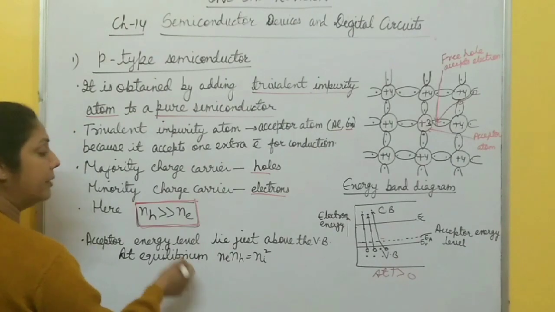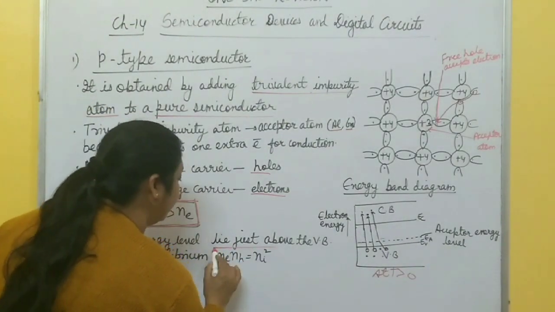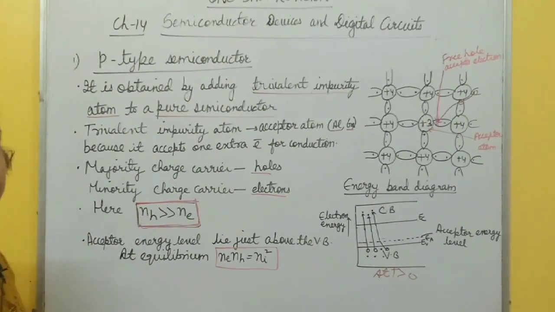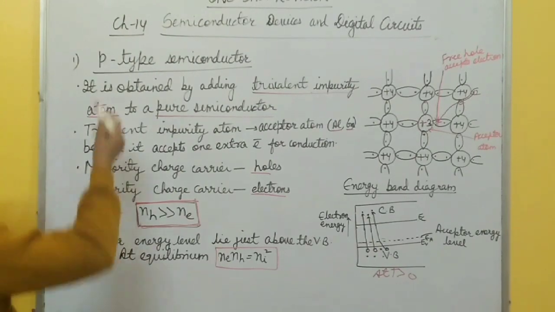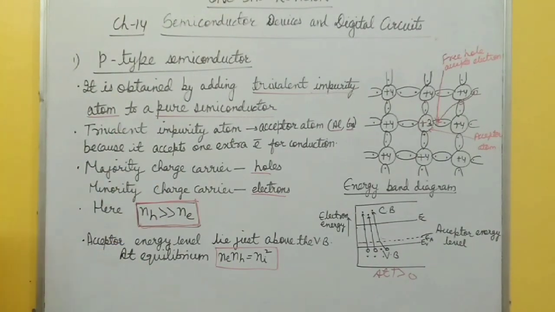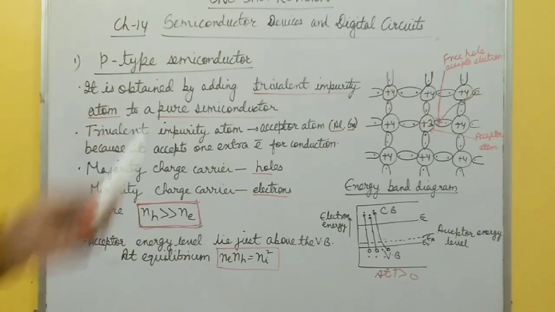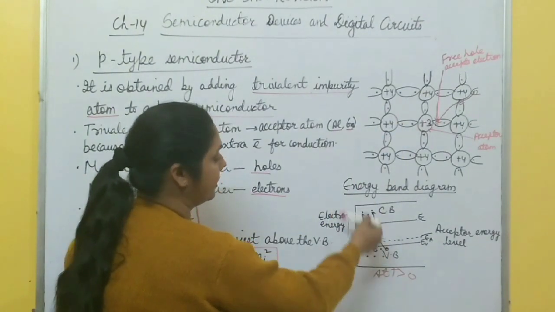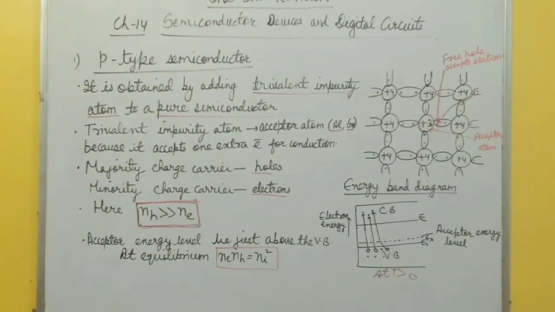And at equilibrium, for any type of semiconductor, either intrinsic or extrinsic, Ne into Nh is equal to Ni square. This formula is also very important. So in this way, these are the key points for p-type semiconductor. You explain like this, okay? And you draw the diagram for that one, how p-type semiconductor is formed by adding trivalent impurities and how the energy band diagram is drawn. Okay, please take a screenshot of this one.